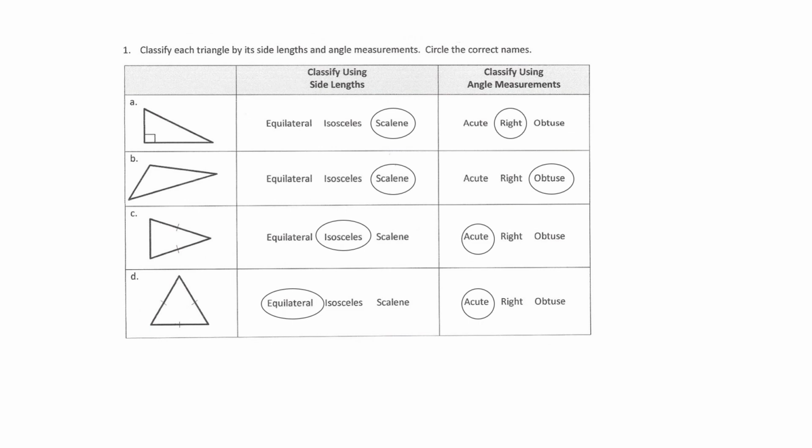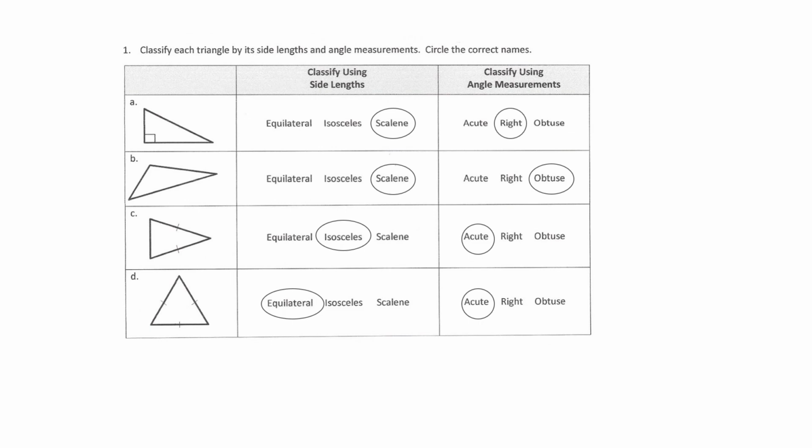So this is just a little data table. You need to classify using the lengths: equilateral, which means all sides are equal; isosceles, which means two sides are equal; or scalene, no sides are equal. And angles: acute, they're all less than 90 degrees; right, there is one right angle; obtuse, there is an obtuse angle.